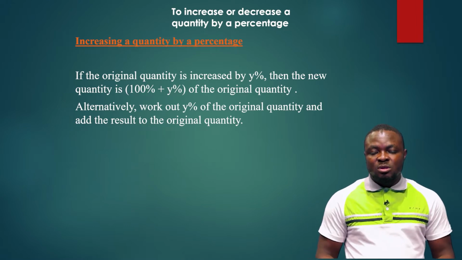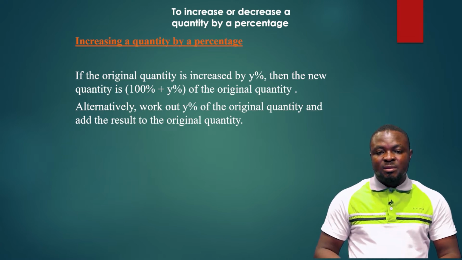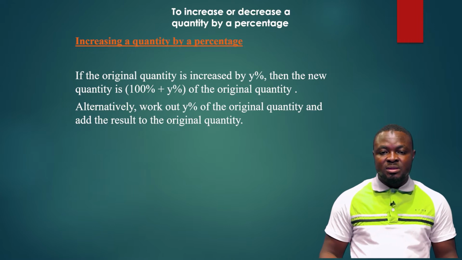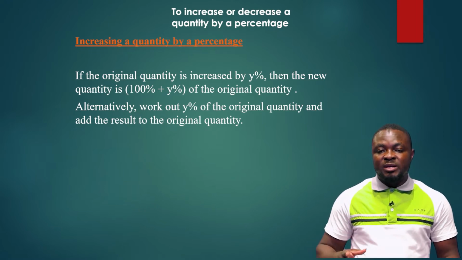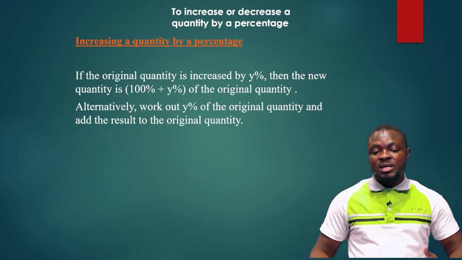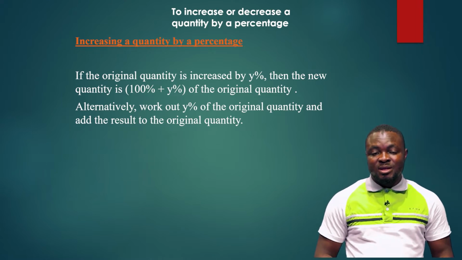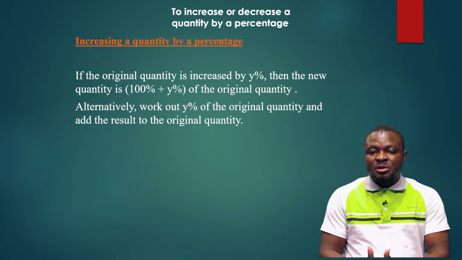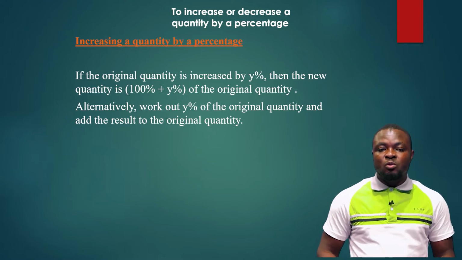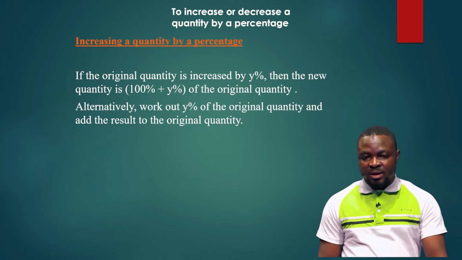Alternatively, there's another approach. If we say a quantity has increased by Y%, you may choose to go by the earlier method. That is, you add the margin of increase to 100%. If it is 100 plus 5%, it becomes 105%. So you take 105% of the original quantity. That gives you the new quantity. Alternatively, you can choose to take Y% of the original quantity. It is also acceptable. Whatever result you get, you add it to the original quantity, and it will give you the new quantity. So this is how to increase a quantity by a percentage.